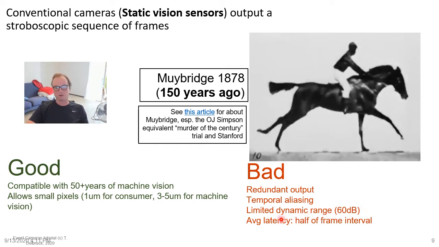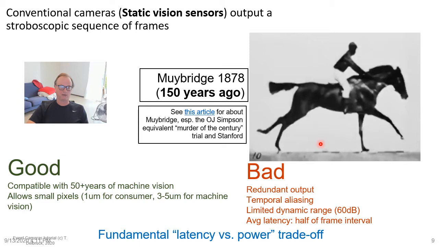And you have this fundamental problem that the average latency to respond to the input is half the frame interval. So fundamentally, you have this problem of latency versus power. In other words, you can get the latency as short as you like, but to do that, you have to burn more power, to go to a higher frame rate and to process those higher frame rates. Or you can burn very, very low power by going at very low frame rate, but of course then the latency gets long. So that's the fundamental trade-off you have to face.